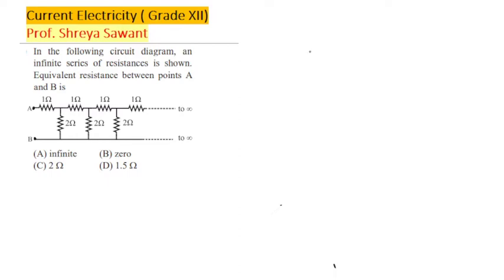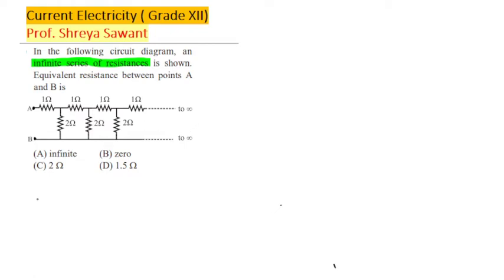So let's see. The question says: in the following circuit diagram, an infinite series of resistances is shown. Find the equivalent resistance between A and B. Okay, so in that circuit we have an infinite series of resistances. It means the 1 ohm and 2 ohm, 1 ohm and 2 ohm combinations continue up to infinity. So this 1 ohm, 2 ohm, 1 ohm, 2 ohm pattern is nothing but the equivalent resistance.